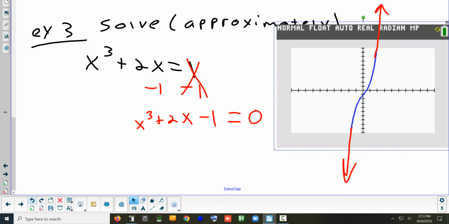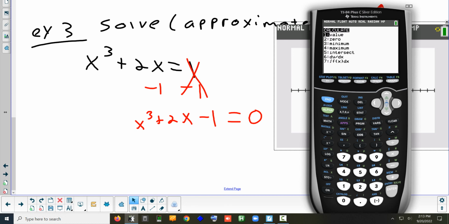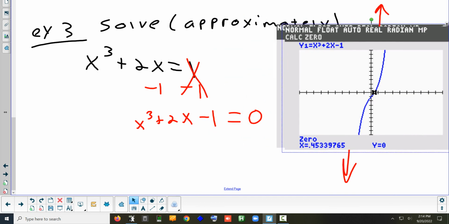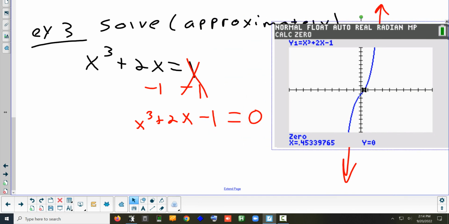And we're going to find it just like we found in the last problem. So second, calc 0. Make sure you're to the left, to the right, and then we're going to hit enter on the guess. Now it looks like to me it's about 0.5, somewhere between 0 and 1, I think. Can someone tell me what you get for an answer when you do it? Yeah. 0.45. Let's see. Yep, I agree. 0.45. There's your root.